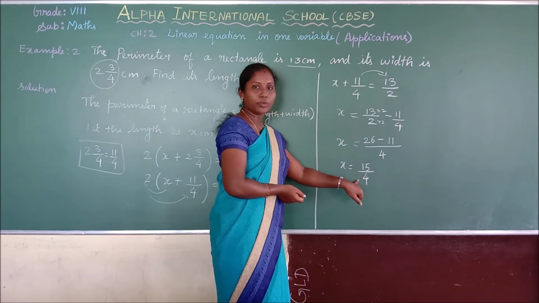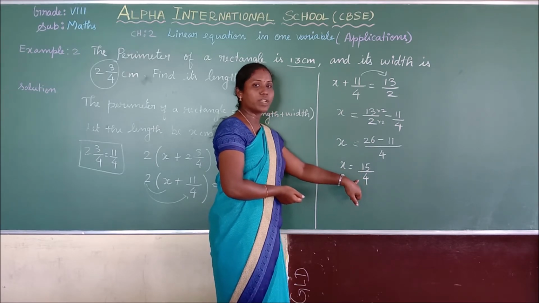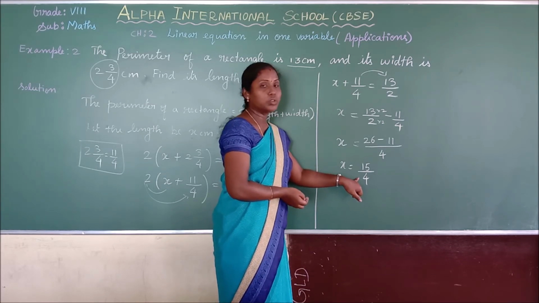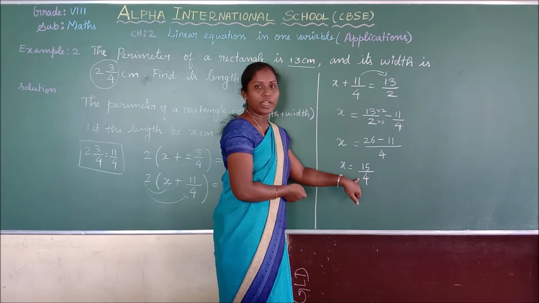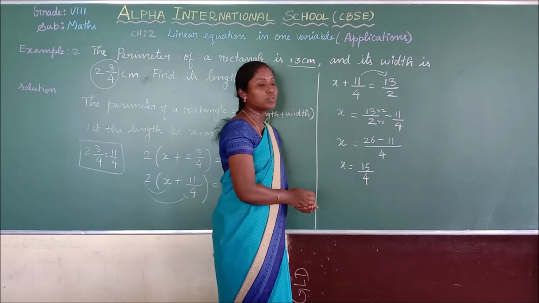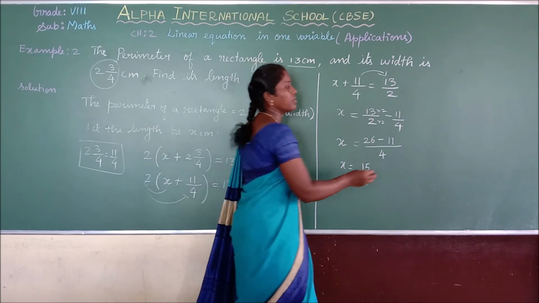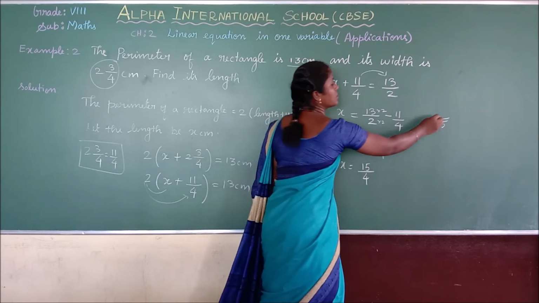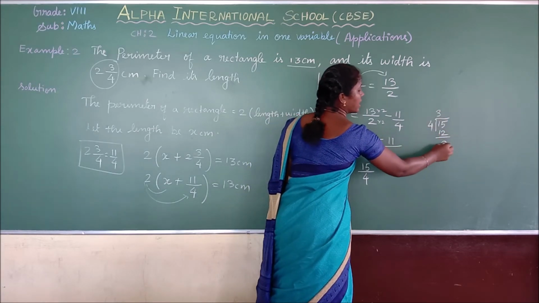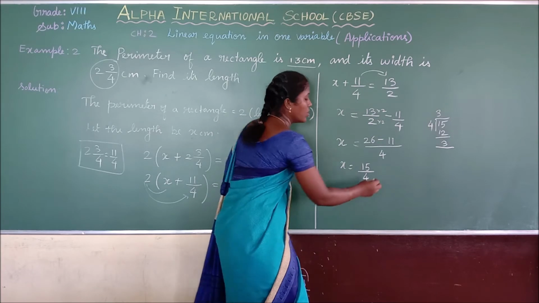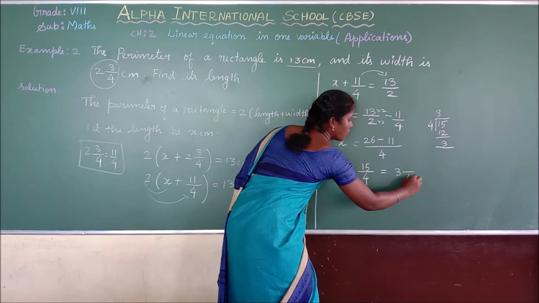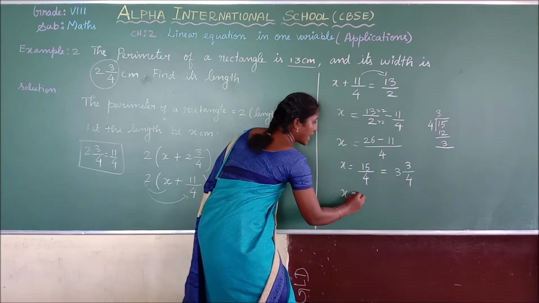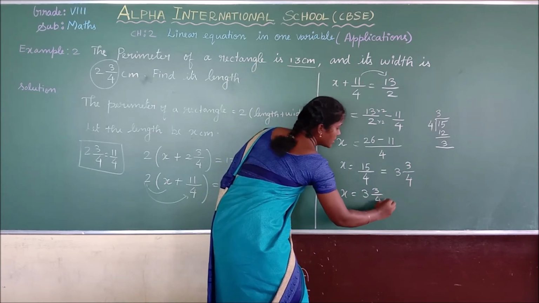See children, 15 by 4, whether it is a proper fraction or improper fraction. It is an improper fraction. So you should not end the answer with an improper fraction; change the answer to a mixed fraction. How to change 15 by 4 to a mixed fraction? Divide 15 by 4. 3 4s are 12 and the remainder is 3. So it should be written as 3 and 3 by 4. 3 4s are 12 plus 3 is 15. So finally we got x is equal to 3 3/4 centimeter.